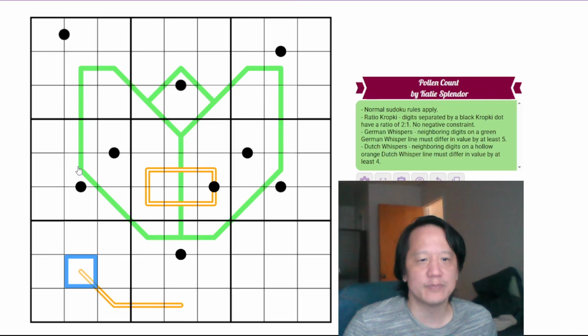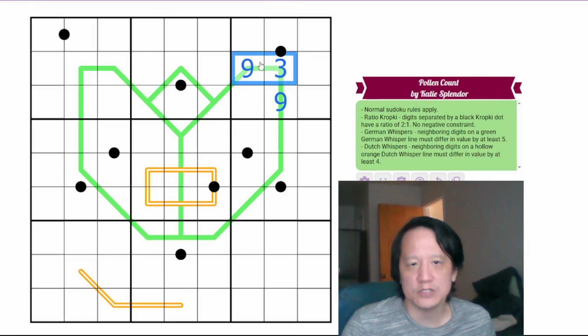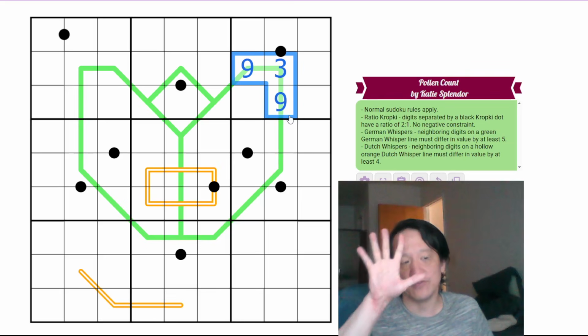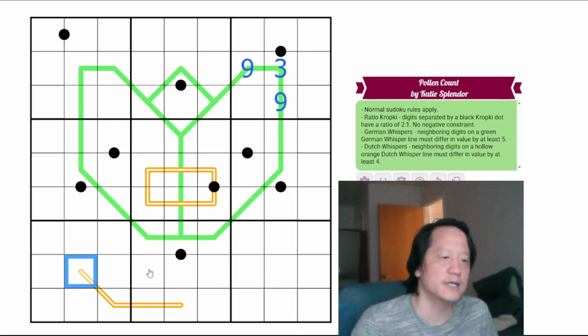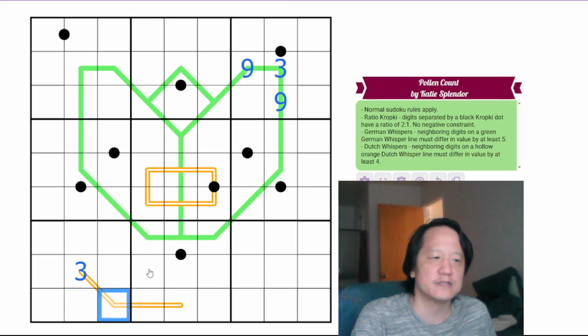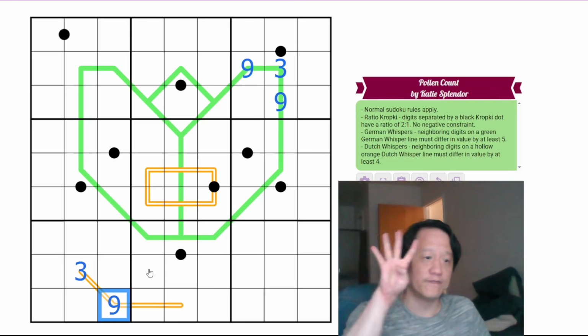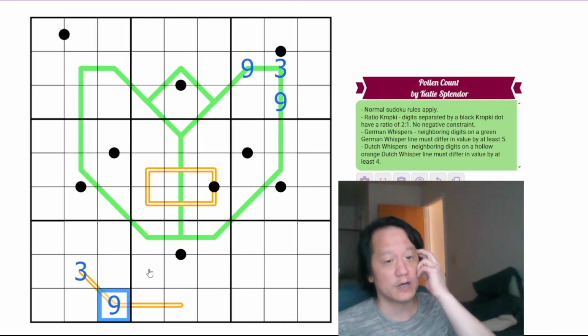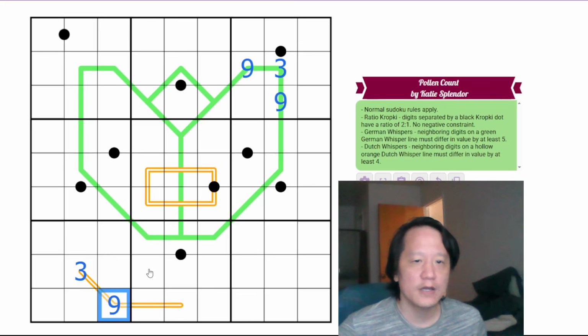As an example, say we had a 3 here, then these digits would have to be 8 or 9, because the only digits which are 5 or more away from 3 are 8 and 9. And if we had a 3 here on the Whisper 4 line, this would have to be a 7, 8, or 9, because the only digits which are 4 or more away from 3 are 7, 8, and 9. And those are all the rules.